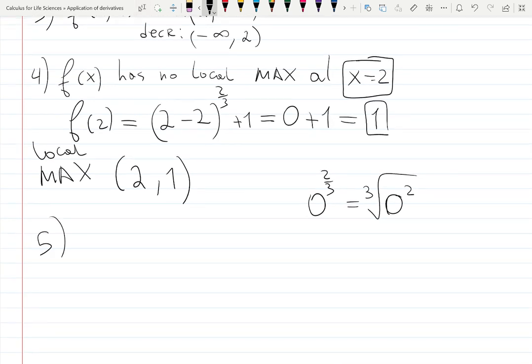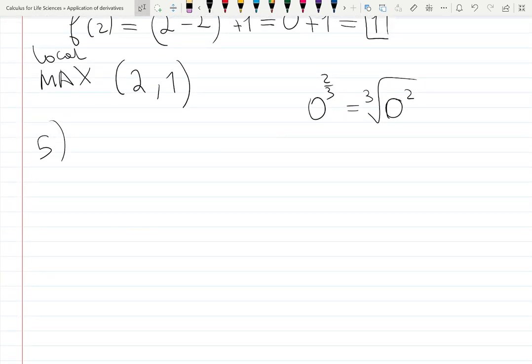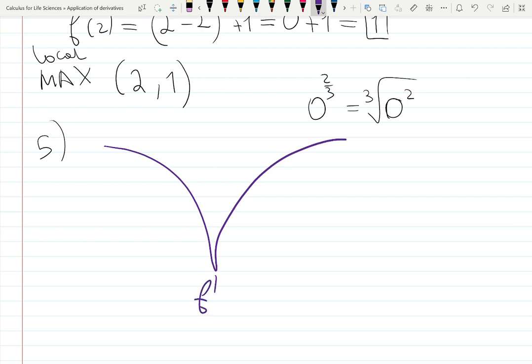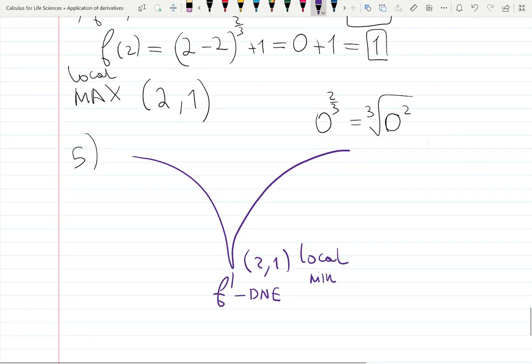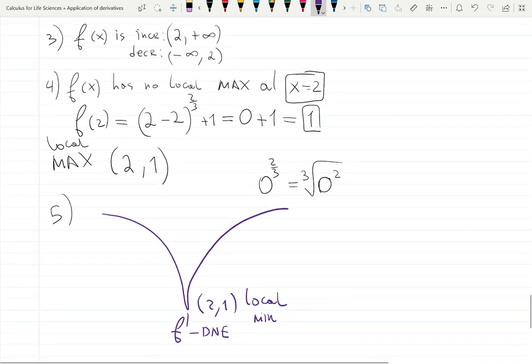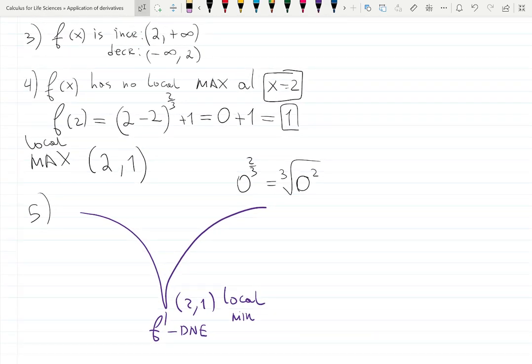Do you know what it looks like? Since the derivative did not exist, it was a cusp. It's a sharp corner. The function was decreasing and then increasing with a sharp corner, which gave the derivative does not exist at the point 2, 1. And that is my local and actually global minimum. Isn't it pretty cool? So we found the local minimum, even though it's a sharp corner, a cusp. And that's kind of what the homework looks like. The exam will look like that too.